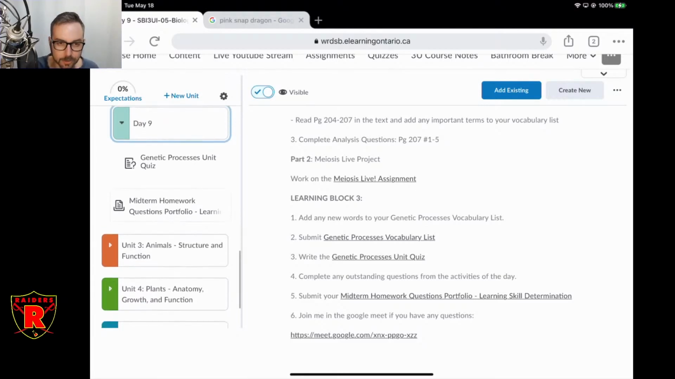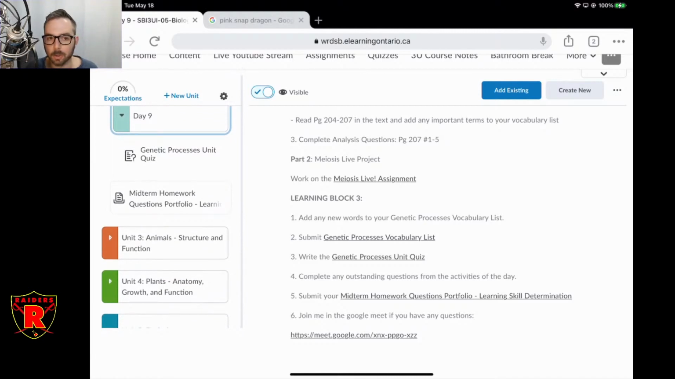You'll notice here at the very bottom, there is a midterm homework questions portfolio. A number of people have asked me, where do I hand in my homework questions? When you're done all the questions for this unit, you should have 2 documents: one of the homework questions from the first unit and one of the homework questions from the second unit. You're going to attach those to the homework questions portfolio and submit. I use those to determine your learning skills.